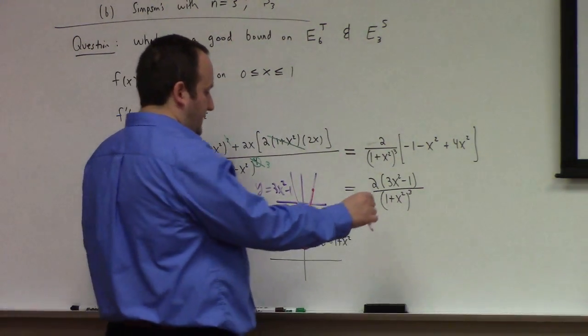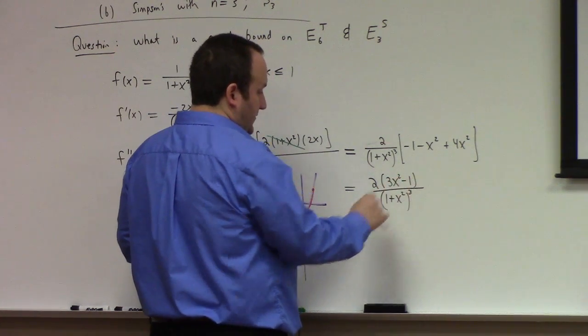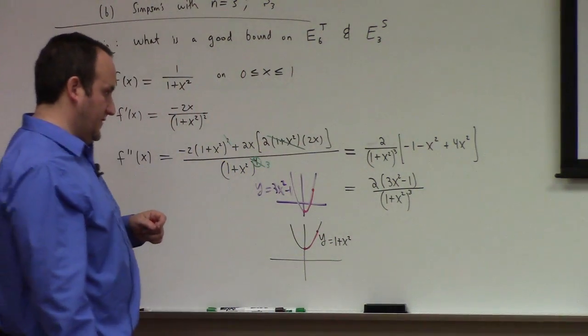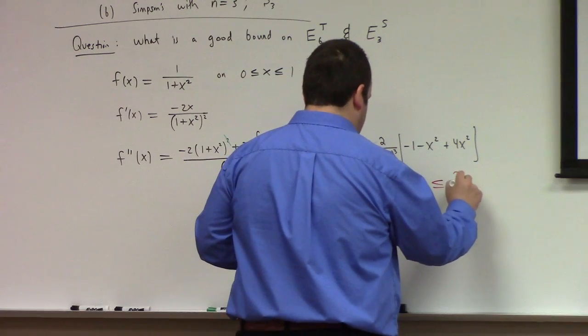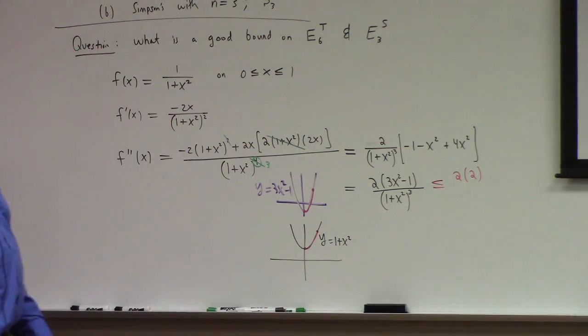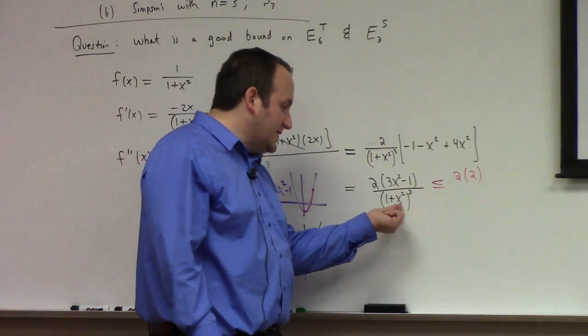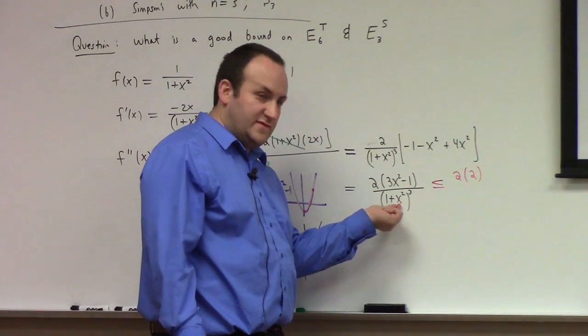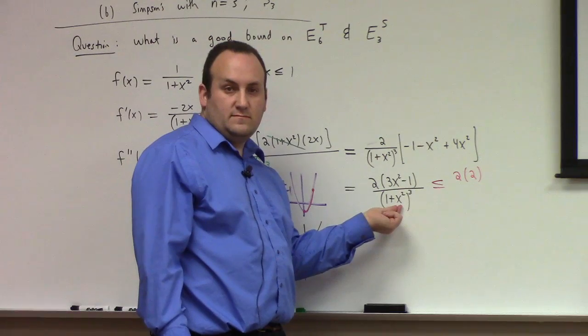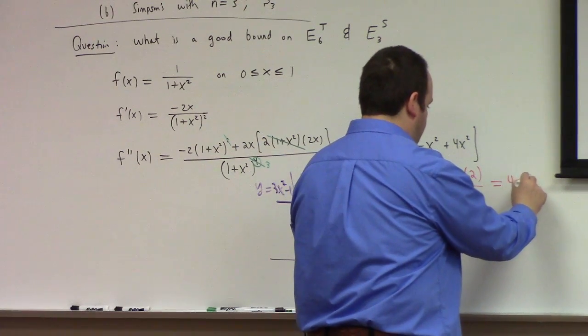Let's see here. If you put in 0, it's minus 1 up here, right? If you put in 1, it's 2. So I think this is going to be less than or equal to 2 times 2. I mean, 2 is as big as this thing gets from 0 to 1, right? It's between minus 1 and 2. 2 is the largest of magnitude it gets. Downstairs, to make the fraction as large as possible, we need to make this thing what? Small as possible. What's the smallest this can be? 1, right.